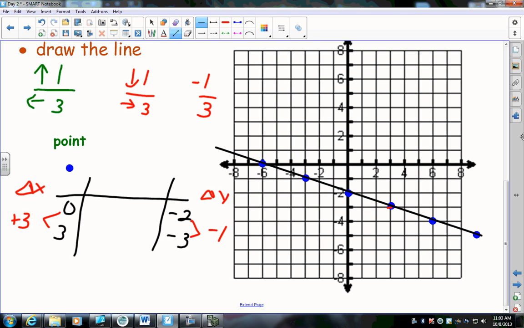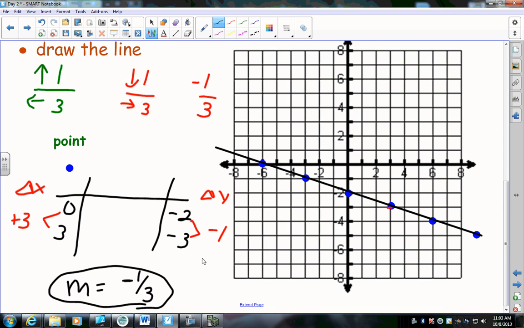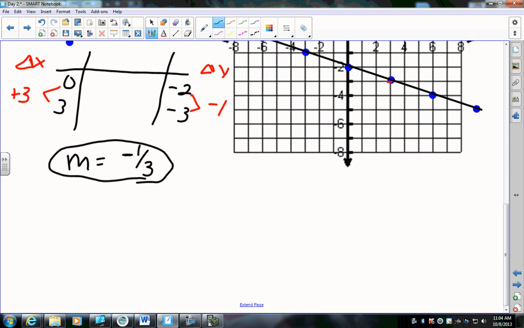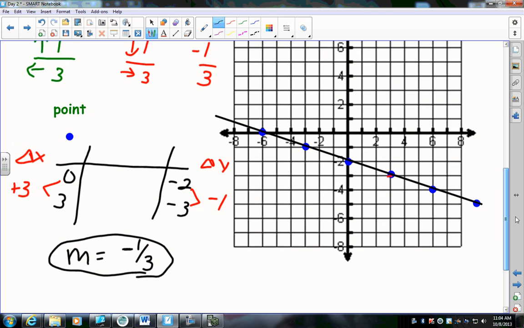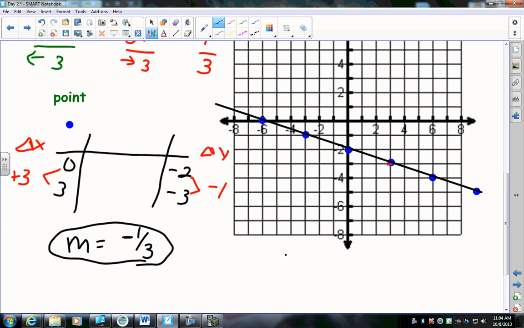What is my slope? Negative 1 over 3, negative 1/3, right? That's my rate of change. Now to write an equation, what other piece of information do I need? I have y equals mx plus b. I have y equals negative 1/3 x. I know that. The y-intercept. Yeah, I need that y-intercept.